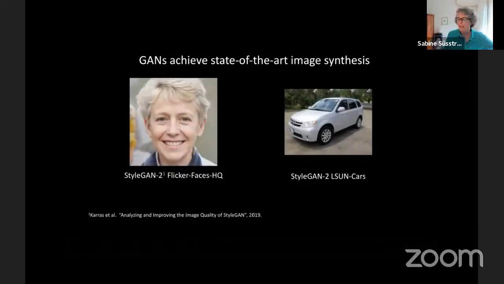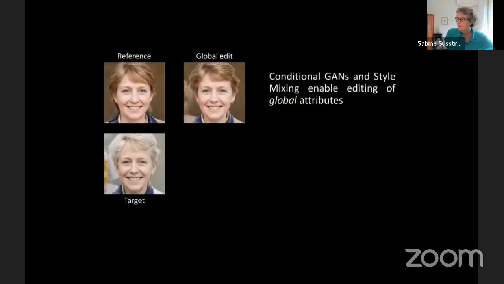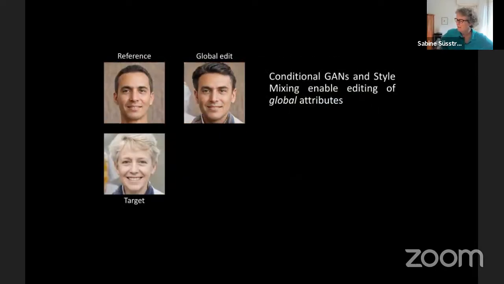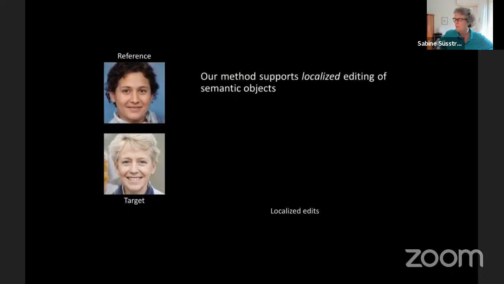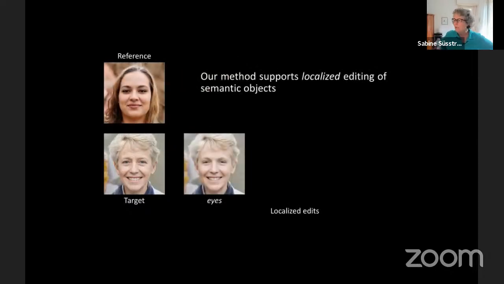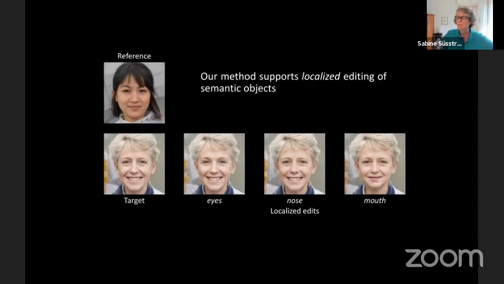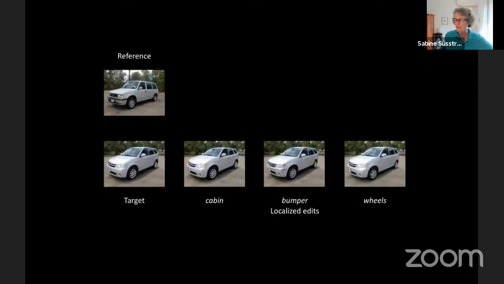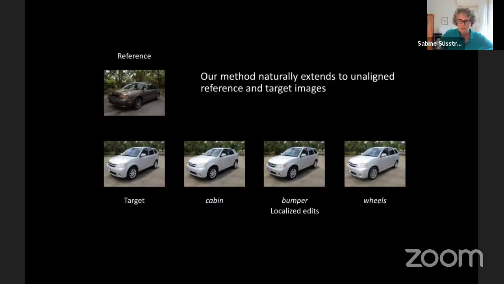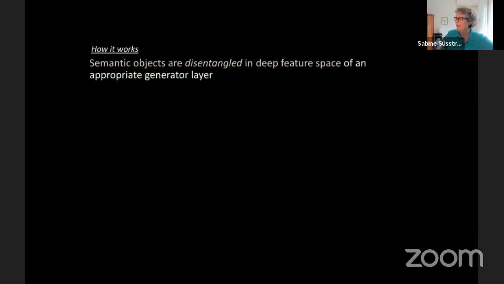So we all know that GANs can achieve state-of-the-art image synthesis, and that you can edit between the GAN outputs easily. Now, we found a method to not just edit generally, but edit locally. Now, with either the eyes or the nose or the mouth by interpolating between two GAN outputs. And this is not just limited to faces. It can be applied to any kind of data set that you know.